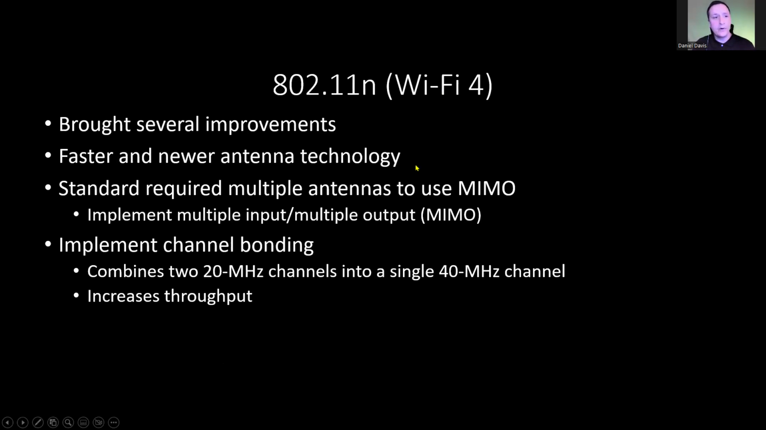802.11n, Wi-Fi 4, brought several improvements, faster speeds and newer antenna technology. The standard required multiple antennas to use MIMO, the implementation of multiple input, multiple output. It also implemented channel bonding. The big gimmick here is that you're combining multiple channels, so you can take two 20 megahertz channels and combine them into one 40 megahertz channel. That would greatly increase the throughput.